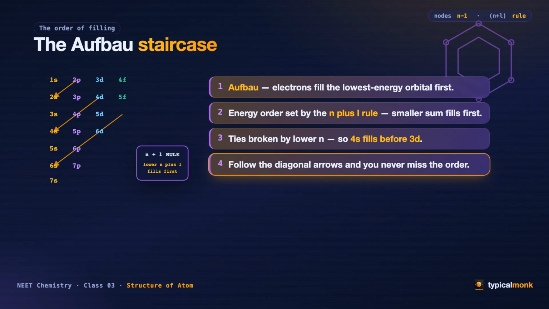Fourth, the practical trick. Just follow the diagonal arrows down the staircase, one after another, and you will never get the order wrong. Lisa used to memorize the sequence by force and kept slipping. The day she started drawing the arrows, the order became automatic.